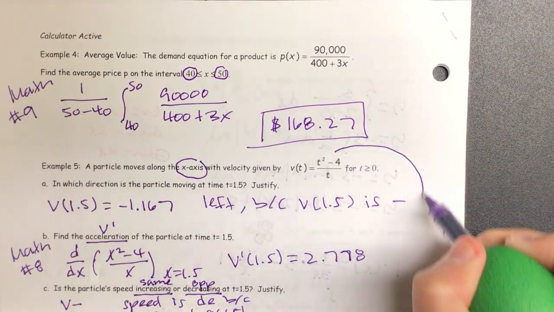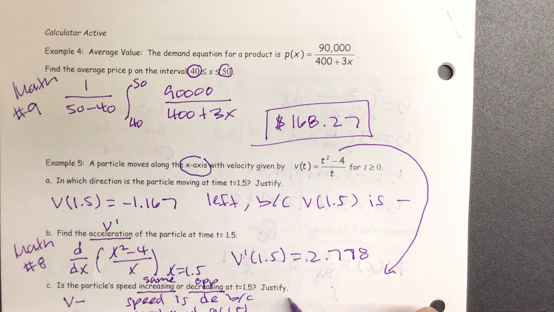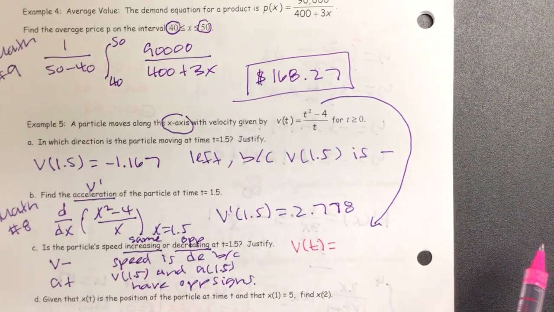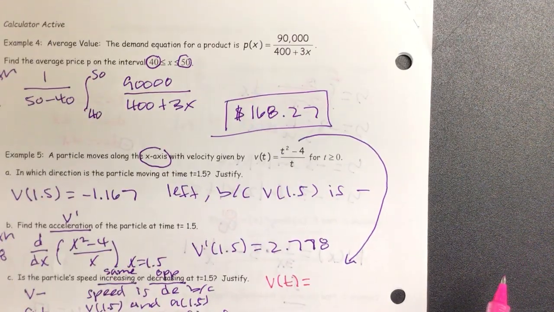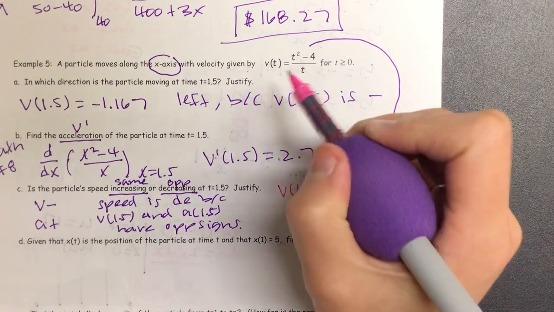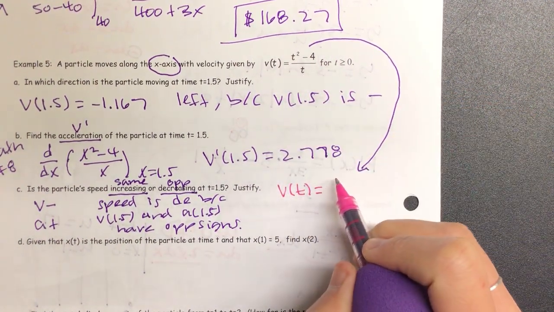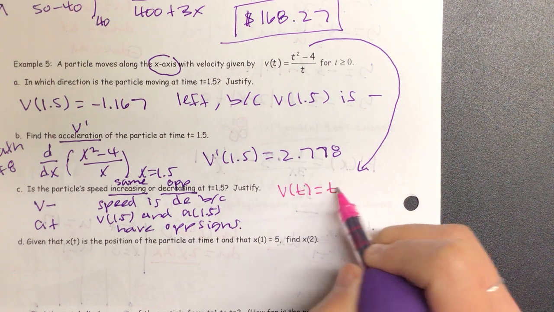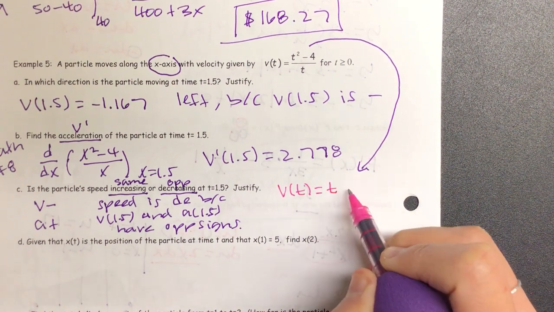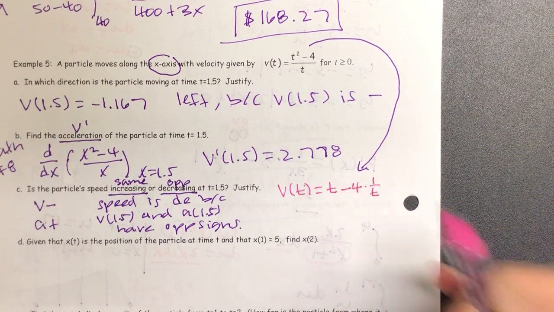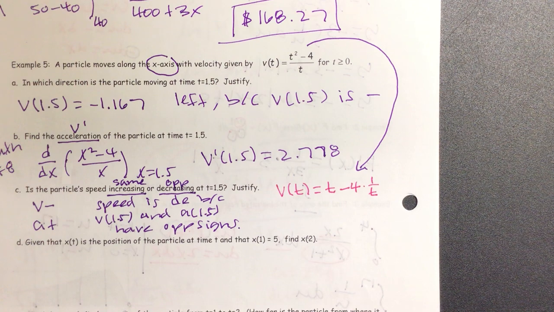I'm going to use the room over on this side. We have V of t equal to... can y'all even see? Let's separate these. If I have t squared over t, how would I simplify that? T. And on the next one, I'm just going to write out minus 4 times 1 over t. Then when I integrate 1 over t, it's going to be the natural log of that t value.